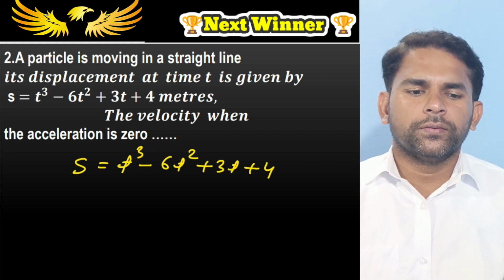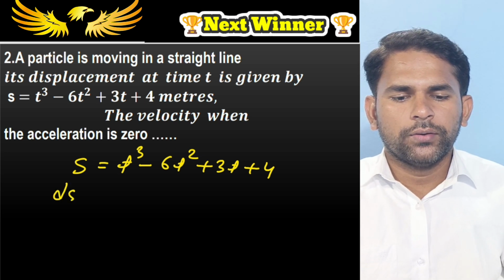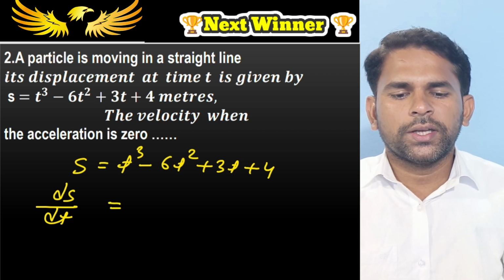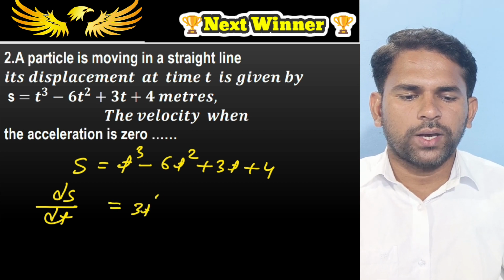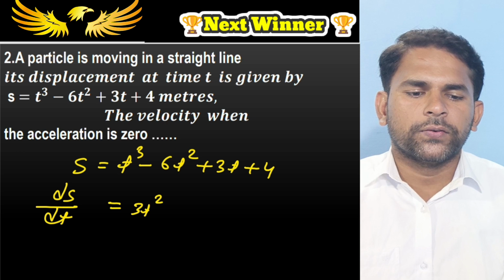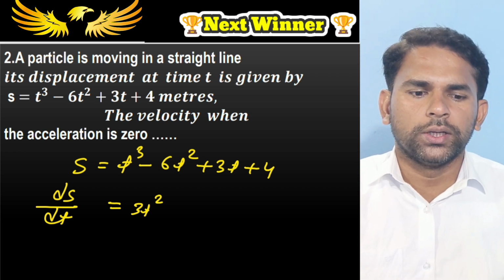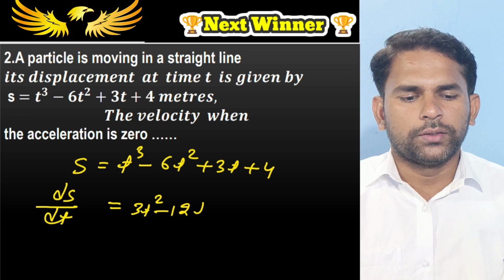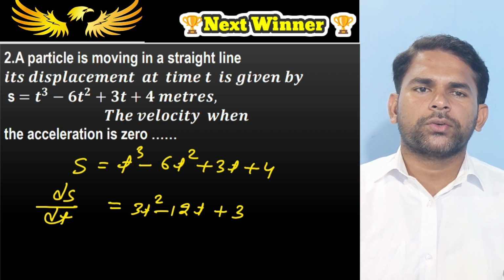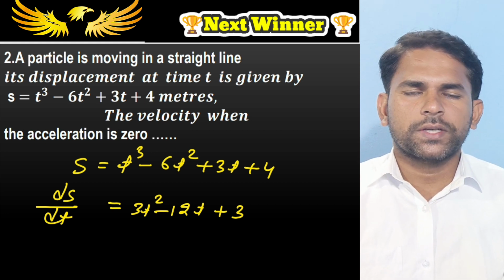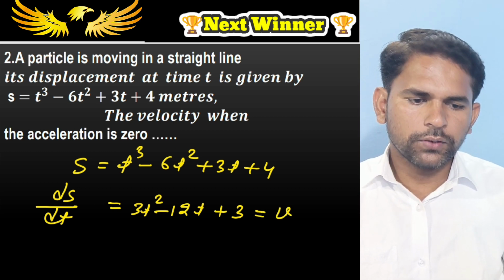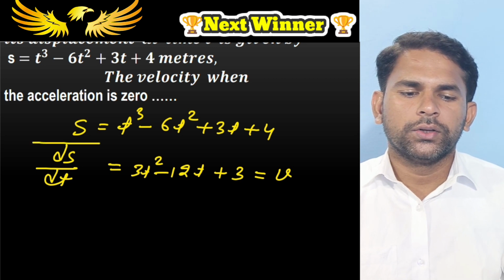If displacement is given, we need to find velocity. So what can we do? We can differentiate this function, or equation you can say. So ds over dt: the differentiation of t cube with respect to t gives 3t square. The differentiation of t square with respect to t is 2t, so 2 multiplied by 6 is 12t. So we write minus 12t, and plus 3 because the differentiation of t with respect to t gives 1. Differentiation of a constant value is 0. So you differentiated the displacement, and then you got velocity.